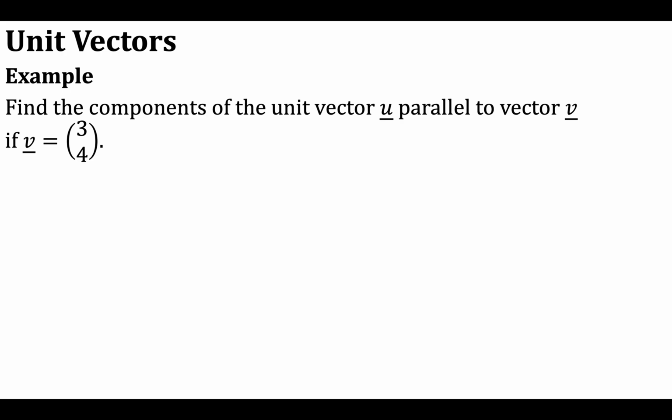So we want to find the components of the unit vector u, which is parallel to vector v, if v is equal to 3, 4. So our solution then, if we just try and picture what's going on here. So here is vector v, which we know is 3, 4. And we know that vector u is parallel to it. We also know that vector u is a unit vector, so it has magnitude 1.